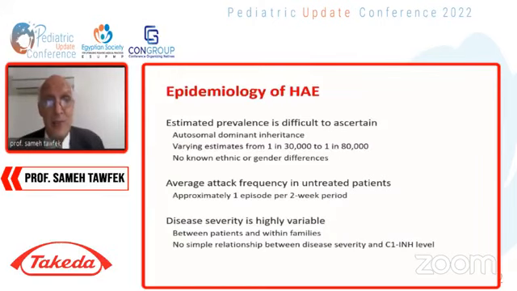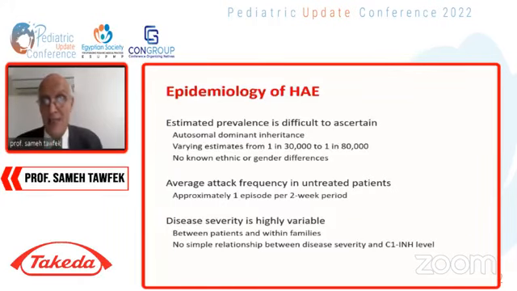The estimate is not actually known, but maybe 1 in 30,000 to 1 in 80,000, approximately 1 in 50,000. No known ethnic or gender differences. And average attack frequency in untreated patients, 1 episode every 2 weeks or twice per month. But disease severity is actually highly variable between patients and within the same family.